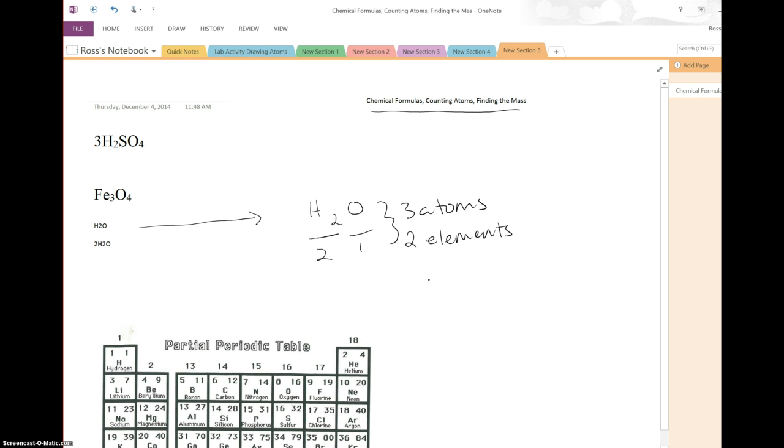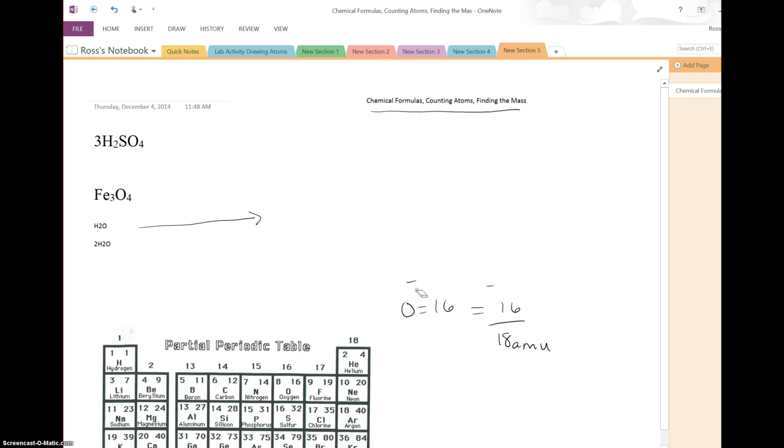Now, if we want to find the mass of that, we say, okay, so hydrogen's mass equals 1. Oxygen's mass, if we come down here, we know it equals 16. And we've got 2 of these hydrogens, so that will equal 2. This still equals 16. So that will be 18 AMU. That's the mass of H2O. That's how much one molecule of water weighs. Okay? Let's try the next one.